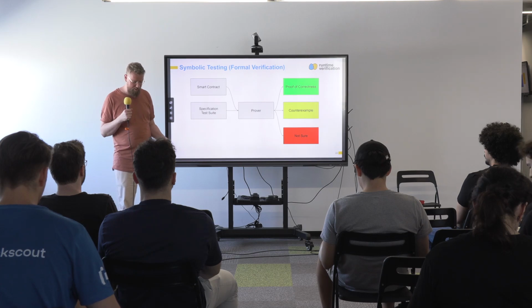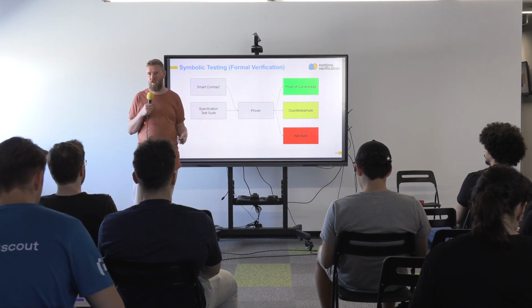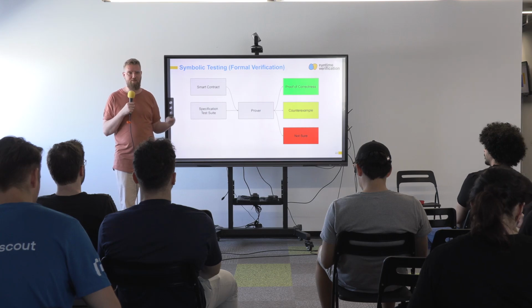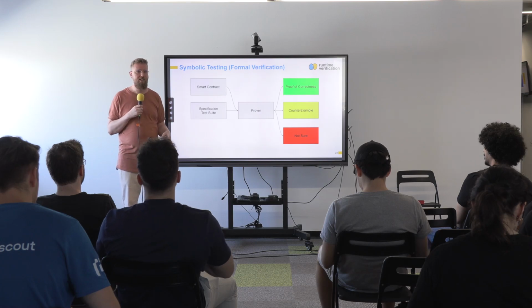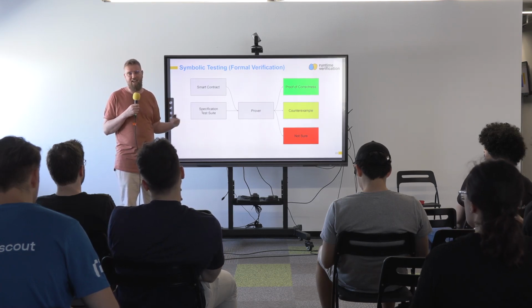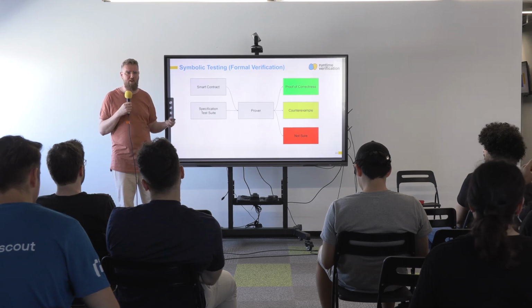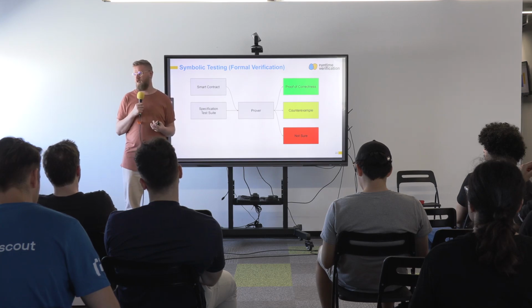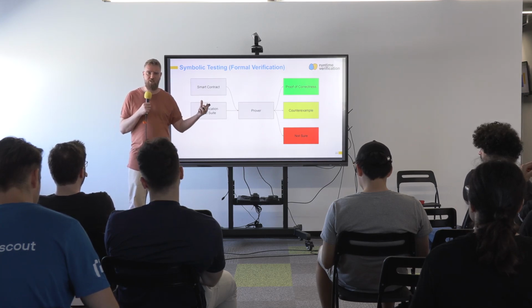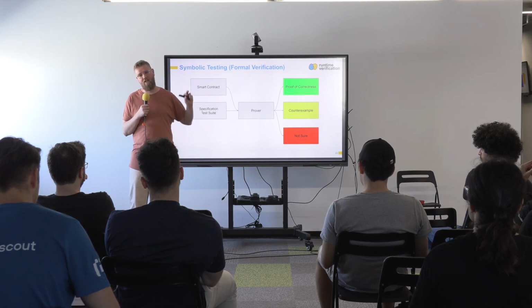And usually how this works is you start by drafting a natural language specification that just describes in plain English what your smart contract is supposed to do and what it's not supposed to do. And then, classically, you have a formal verification engineer who talks to the developer team to turn this natural language specification into a formal language.